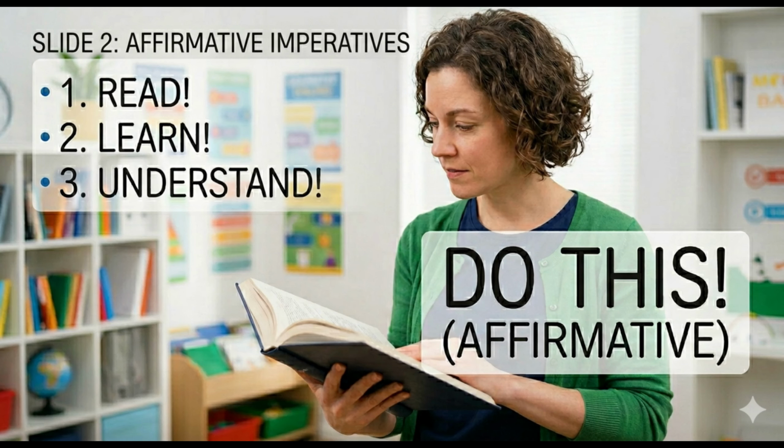When you want to tell someone to do something in English, we use the easiest grammar rule ever. No subject, no endings. You just use the base form of the verb, and that's it. Let's look at the examples on the slide together. Read, learn, understand. As you can see, we don't say, you read. We just say read. If you want an action to happen, start directly with the verb.